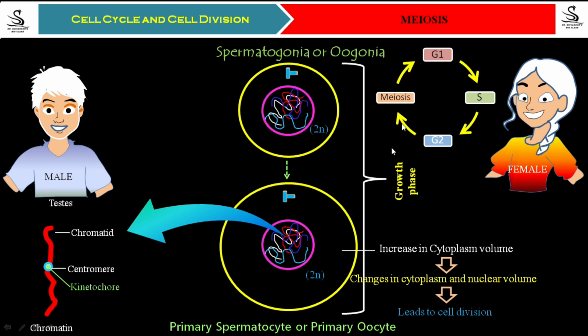Now what phase of the cell cycle has completed? G1 has completed. Where must the cell enter now? The S phase. Do you know what happens during the S phase? During the S phase, DNA replication takes place. We'll see in this particular slide what things are going to happen. You can observe here the primary spermatocyte or primary oocyte. It has a total of 23 pairs of chromatin. This is the structural detail, students.